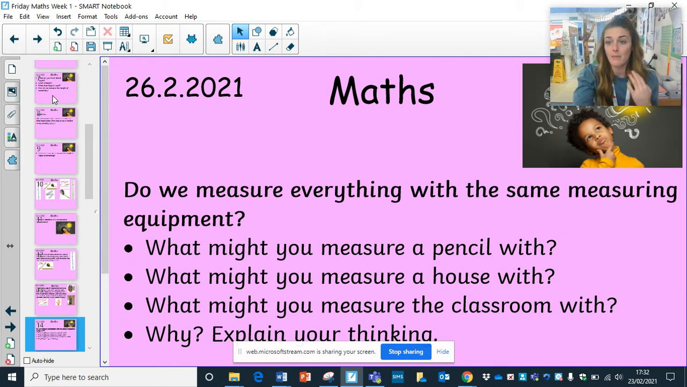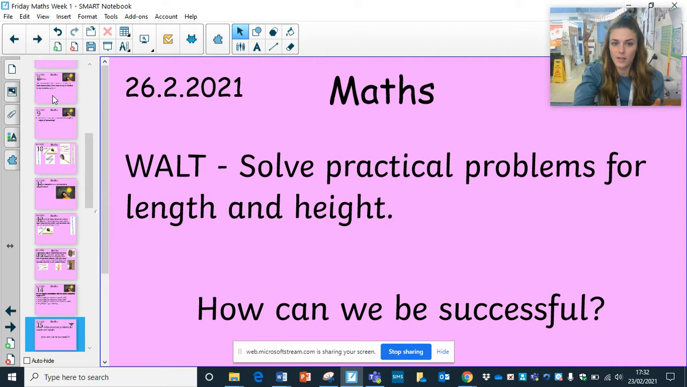So do we measure everything with the same measuring equipment? We spoke about that. If you were to measure the length of a classroom, would you want to use sweets, tiny Skittles? Would that be a good thing to use, or would something else be better? If you were measuring the height of a house, how tall it is, would you want to use a rubber? Would you want to use a bead string? Think about if you were measuring a tall building or a block of flats, what would be a better measurement? What would be better to use? So again, back to what we are learning.